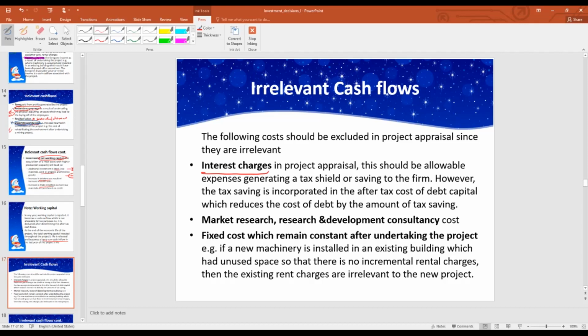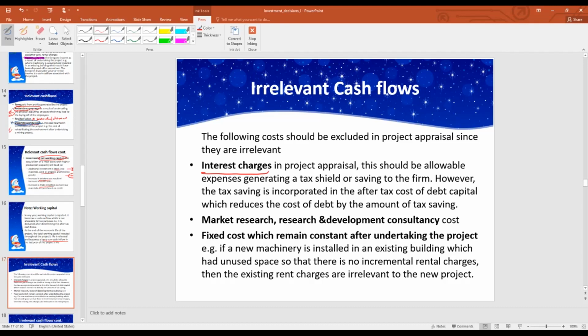Which of course, therefore, the interest you're paying is because you did borrow the money. Therefore, it's seen to be relevant cash flow. And if anything is relevant, this cash flow is relevant. Why is it relevant and not irrelevant? Because you did borrow this loan to finance the investment, to buy this machine.